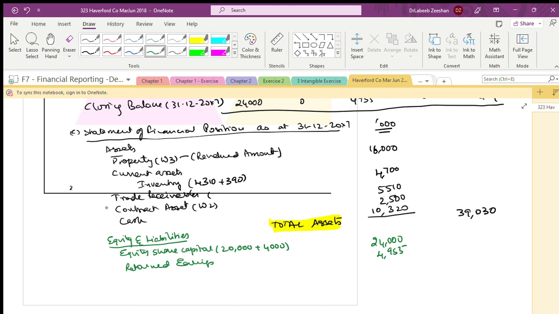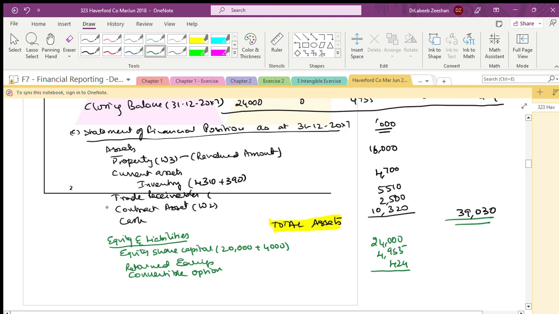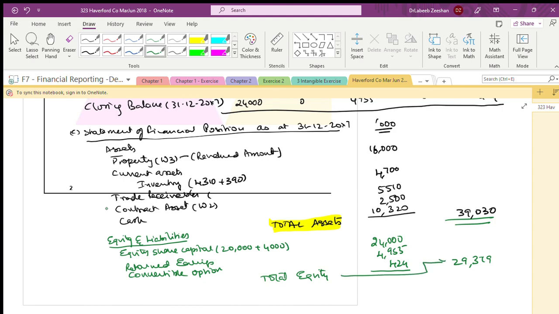Fine. Next, convertible options. How much is the convertible option? 424. How much will it come to? 24,000 plus 4,955 plus 424 comes to 29,379. This is going to be the total equity.